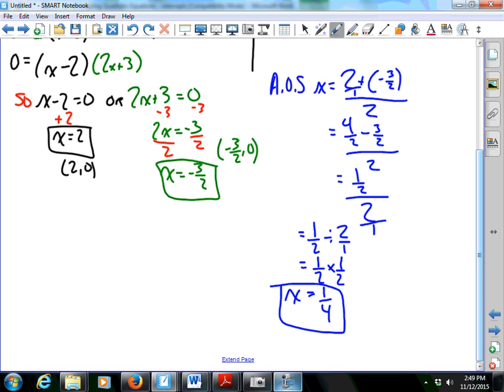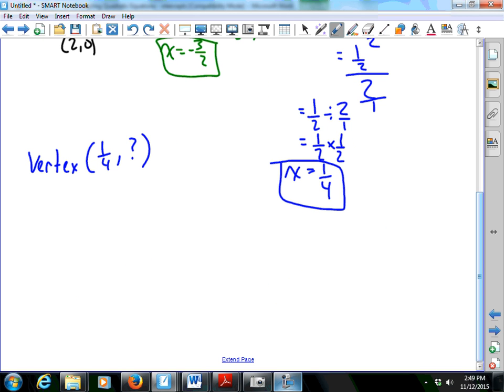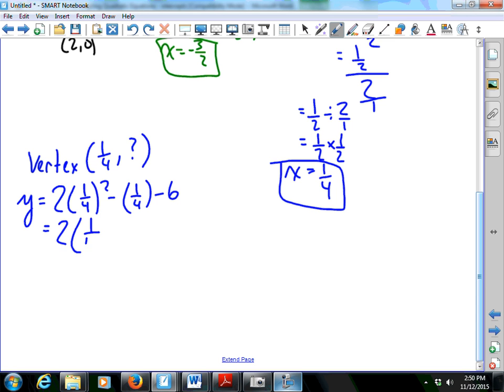Now that you know where the axis of symmetry is, the vertex is going to be at 1/4, something. In order to get that something, you plug x equals 1/4 into the original equation. So 2x squared minus x minus 6 gives you 2 times 1 over 16, because you square the fraction, minus 1/4 minus 6. Well, 2 goes into 16 8 times, so I'm left with 1 over 8 minus 1/4 minus 6 over 1.